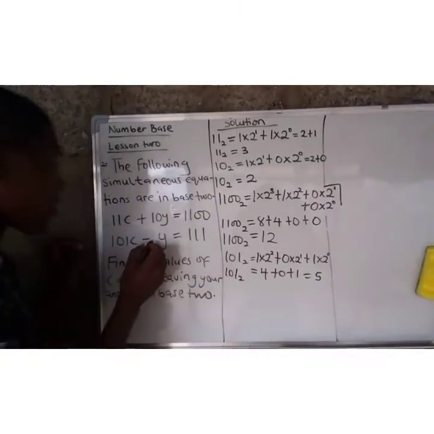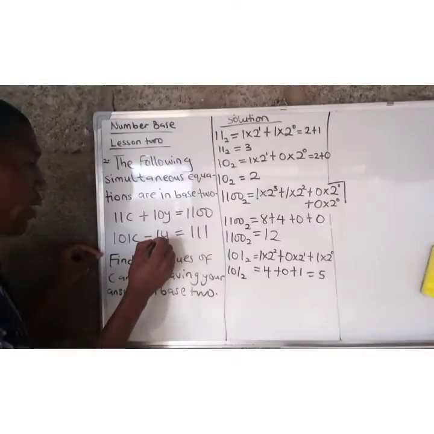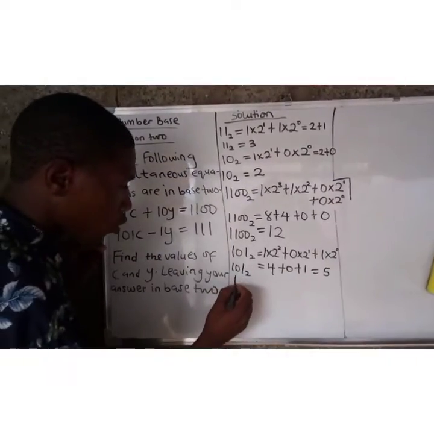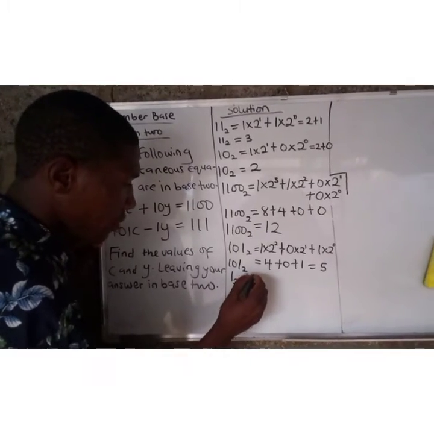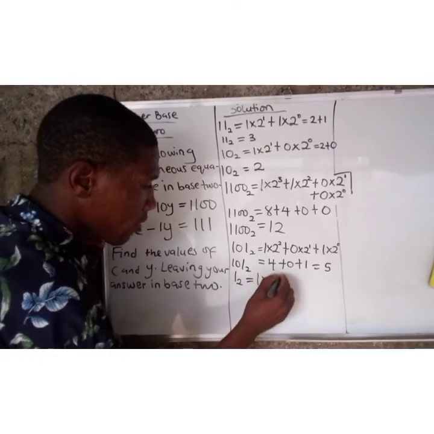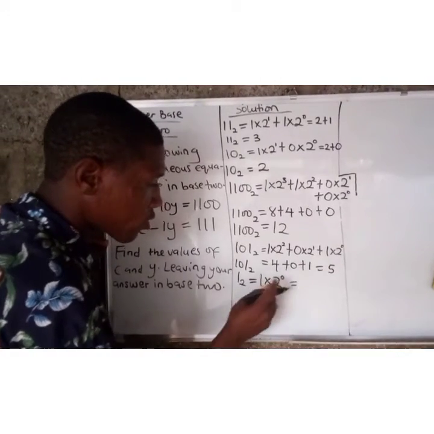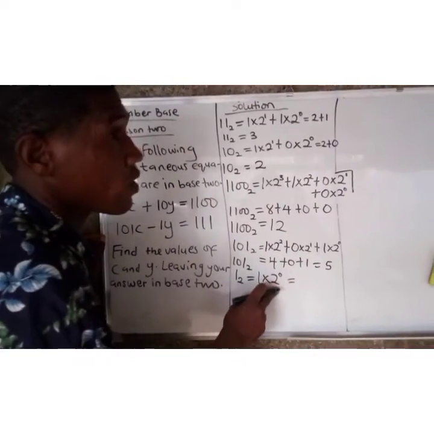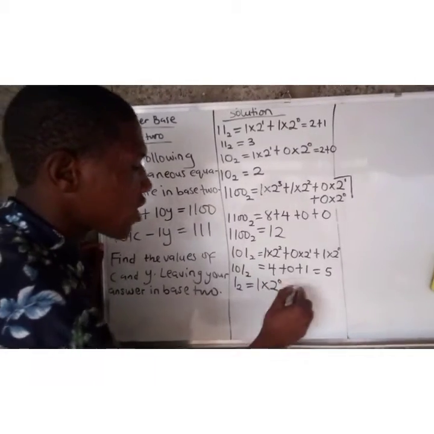And then we'll go to this y written here. This y is written as 1y in base 2. If you want to convert 1 in base 2 to base 10, it becomes 1 times 2 raised to power 0. And 2 raised to power 0 is 1. 1 times 1 is 1.